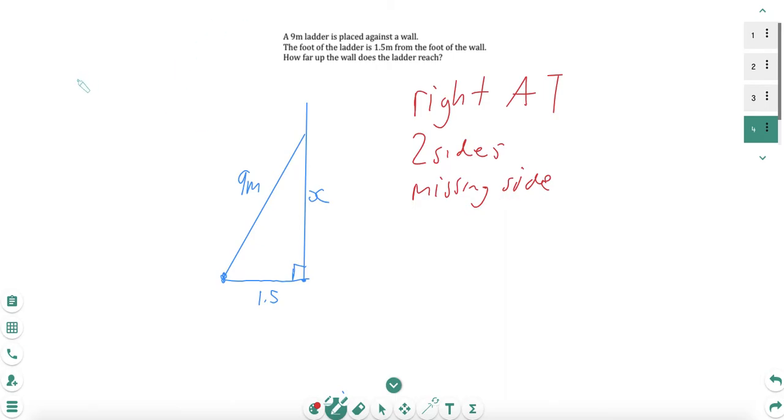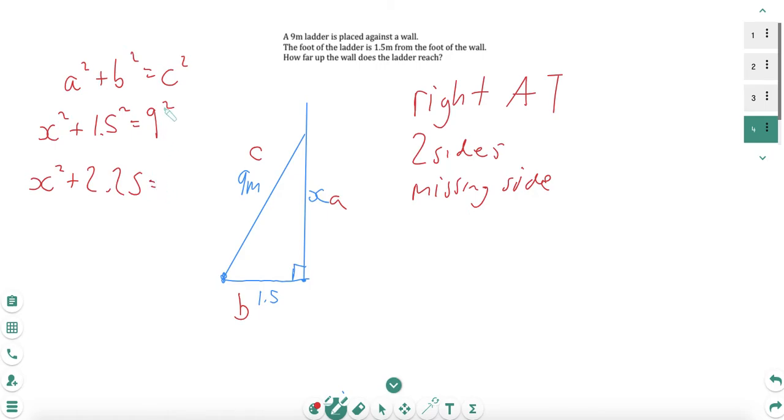So, let's write down our Pythagoras theorem. And let's first label our triangle. So, the diagonal side is always C, and let's call the vertical side A and the horizontal side B. And let's fill out our theorem. So, a squared, well, a is x, so x squared, plus b squared, b is 1.5, squared is equal to c squared. Well, c is 9, so 9 squared. Let's simplify this slowly. x squared plus 1.5 squared is 2.25, is equal to 9 squared, 81.